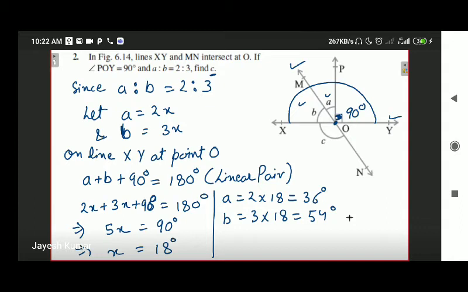Now, A and B was not our final target. Our question has asked us to determine the value of angle C. The value of angle C can be determined in two ways. One of the ways will be, you apply the concept of vertically opposite angles.